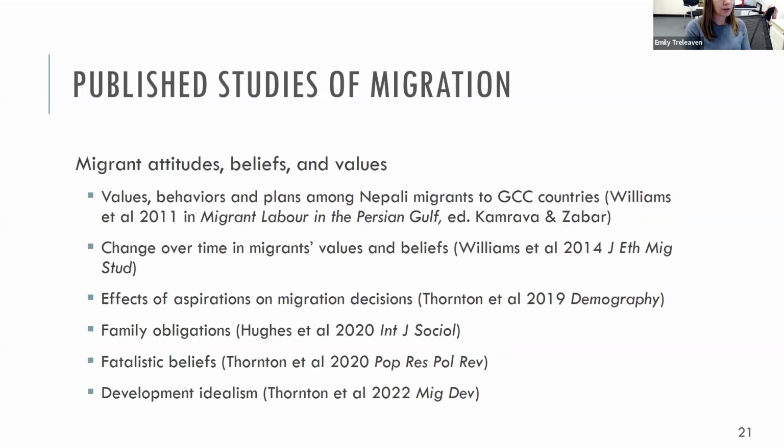And then other studies have looked at migrant attitudes, beliefs, and values across a wide spectrum of different attitudinal measures. So this includes looking at change over time in migrants' values and beliefs, how values and behaviors shape plans to migrate, the effects of aspirations on decisions to migrate, and then the relationships between family obligations, fatalism, and developmental idealism and migration.